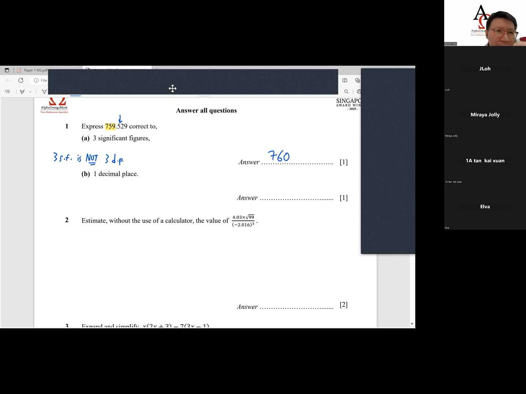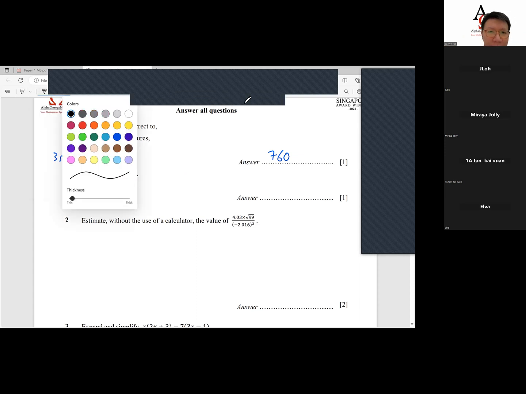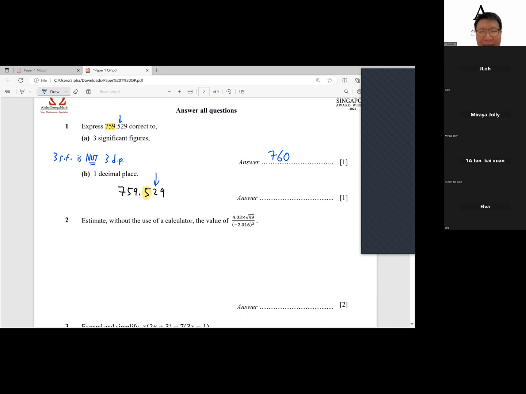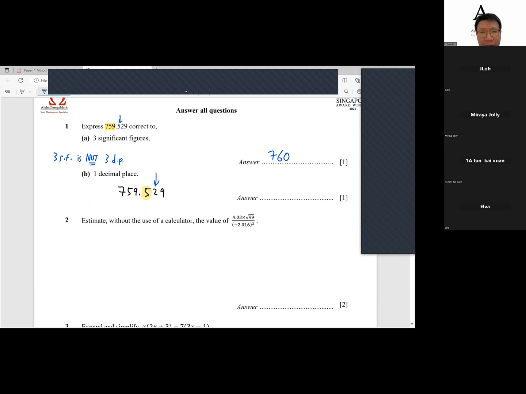Now, for 1 decimal place, this one is quite straightforward. Let me write the number out again so you can see more clearly. For 1 decimal place, we are looking at the 10th place, literally this one, the 5. Which means we're looking at the 2nd decimal place to decide whether to round up or round down. Here, 2 is less than 5, therefore we round down. So we can leave our answer as 759.5. And that's it for question 1.